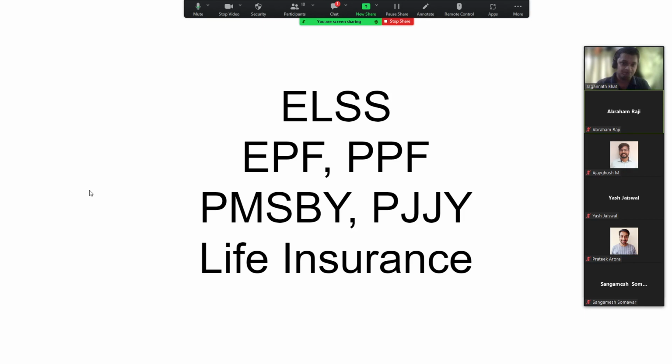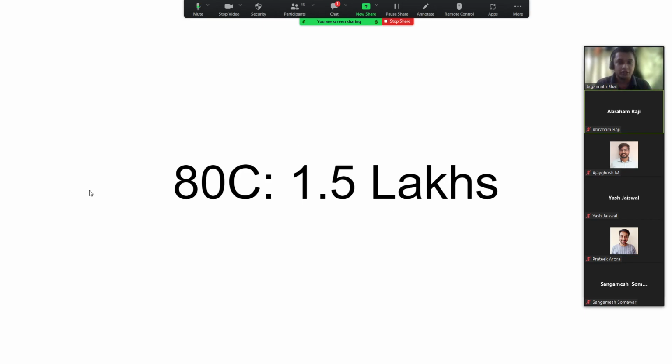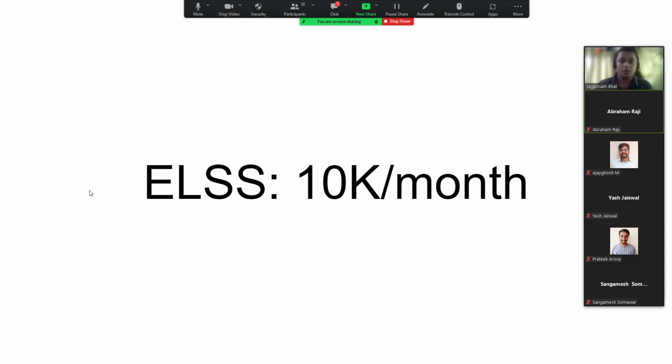So when I was talking about all these investment instruments, you might have noticed one thing. I did not tell you what the limit is for investing or claiming the tax deduction on this. This is because all of these instruments together have a collective limit, which is 1.5 lakhs. That is, every investment instrument that comes under the section ATC has a limit of 1.5 lakhs.